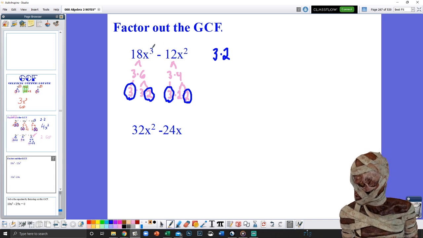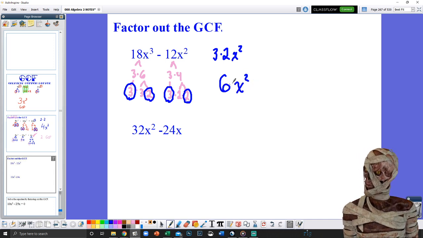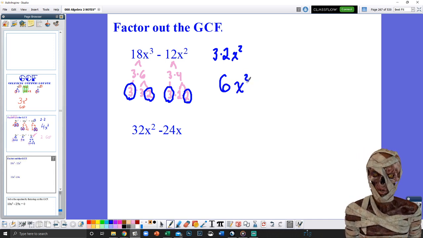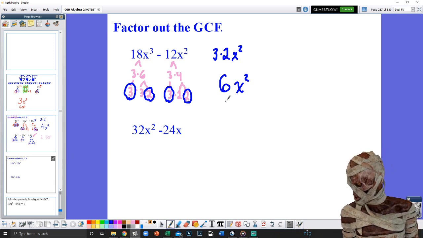Now I'm going to look at my smallest exponent, which was 2. So 3 by 2, x squared. 3 by 2 is 6. So this is the same as 6x squared. Pretty easy so far. All right, that is my GCF.